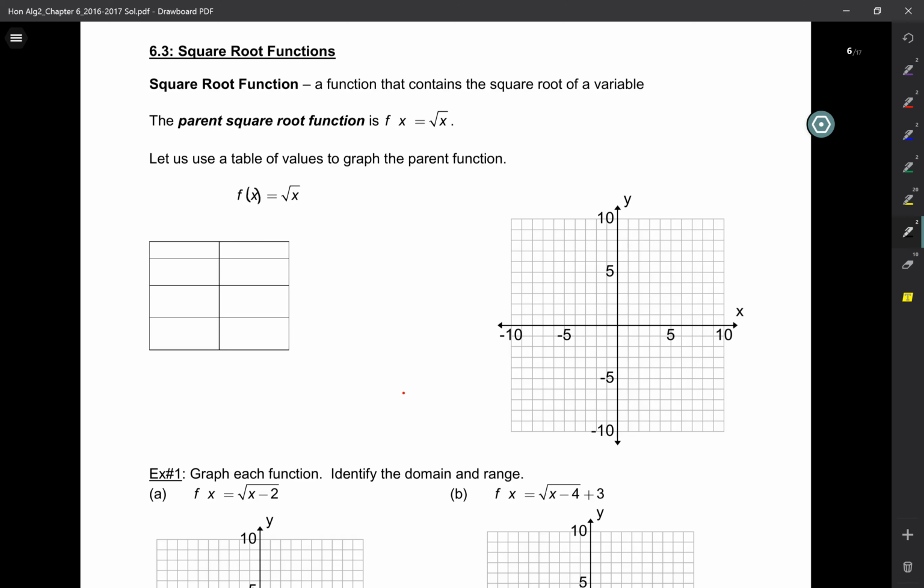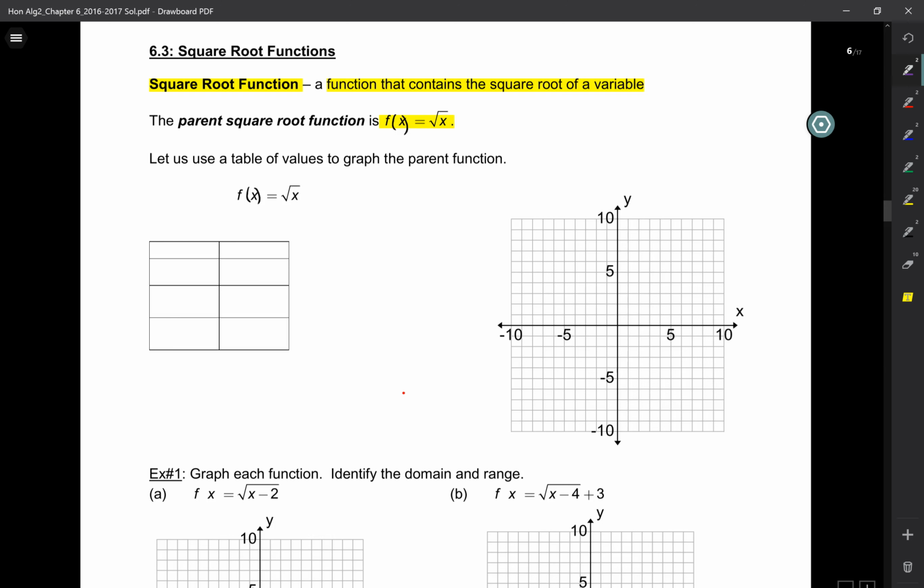Okay, so we're talking about square root functions here. And like the name suggests, a square root function is a function that contains the square root of a variable. So it's root x. The parent function is f of x equal to root x. All right, let's use a table to graph the very first one, just the parent function, f of x equals root x.